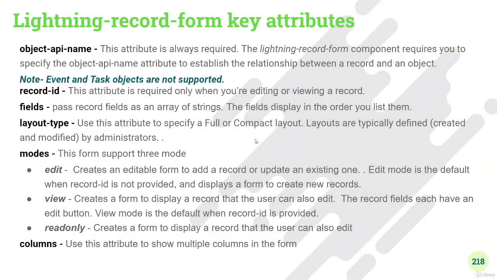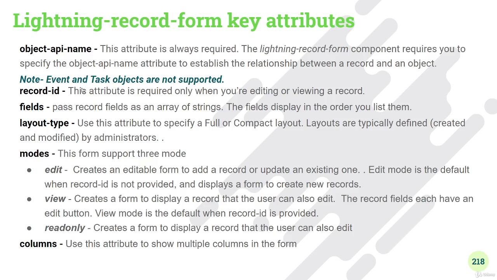So let's go and see what all power we have with this form, what all the attributes we're going to use, what all things we can pass to this form. The most important property is the object API name. This attribute is always required with this Lightning Record Form component. Basically in this attribute you have to mention what your object is, basically an account or contact or opportunity, and the key point to note here is that event and task objects are not supported with this form.